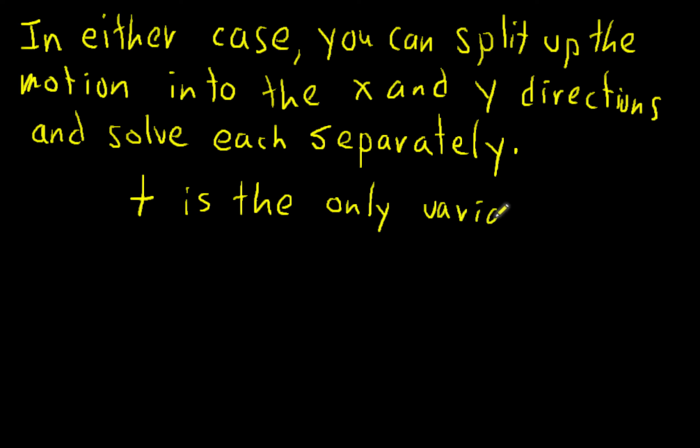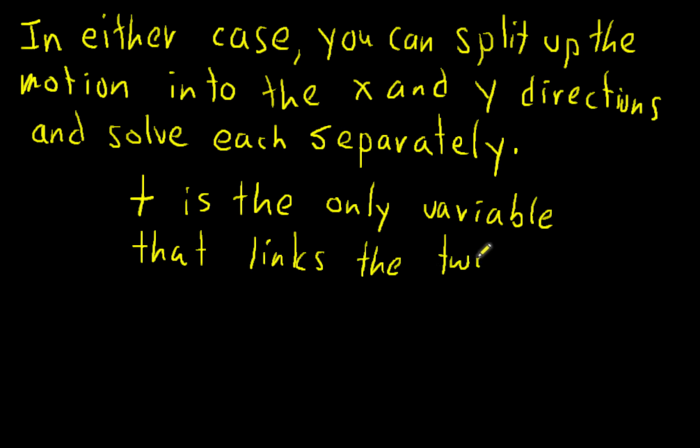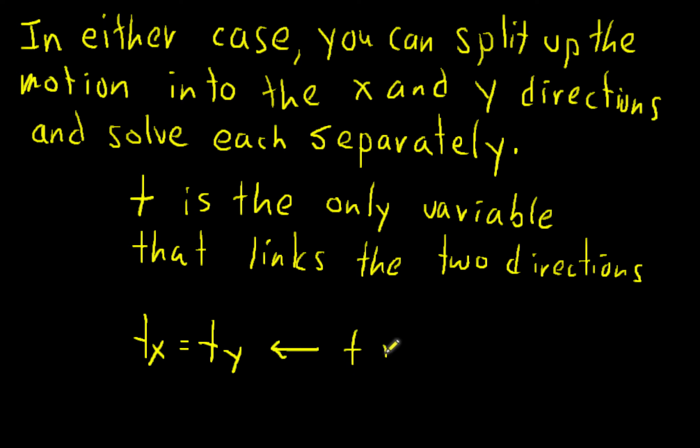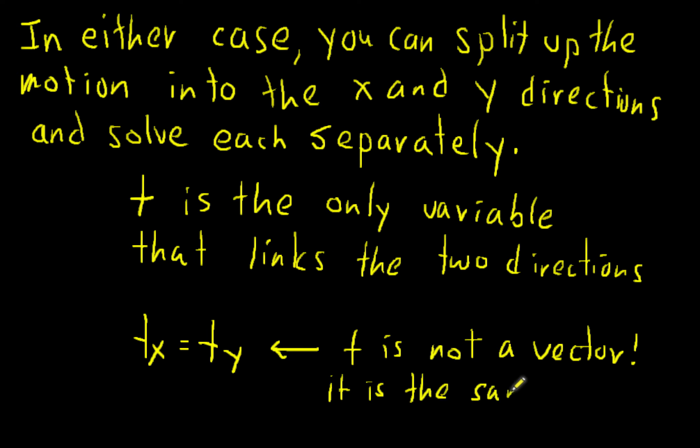Time is the only variable that links the two sides. Time in the x direction will be the same as time in the y direction. Tx equals Ty, and that's because time is not a vector. Direction doesn't matter to time. Time is the same in all directions. So if you can find time in one direction, you can use it in the other.